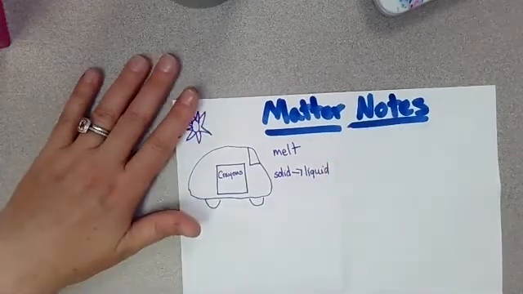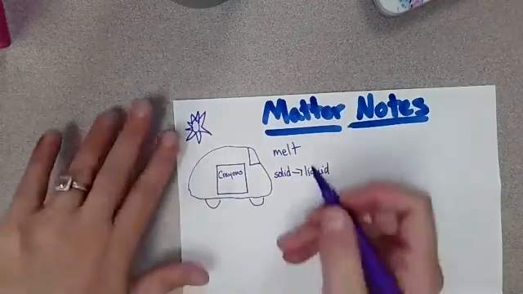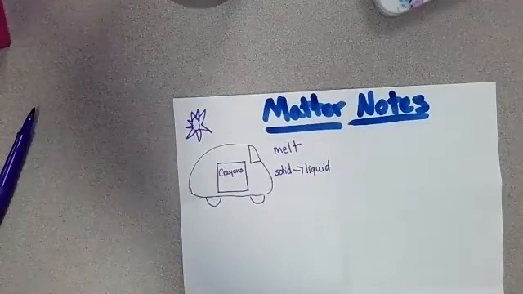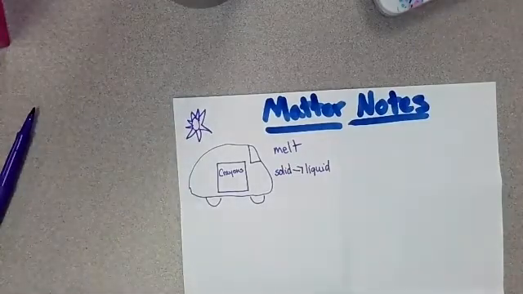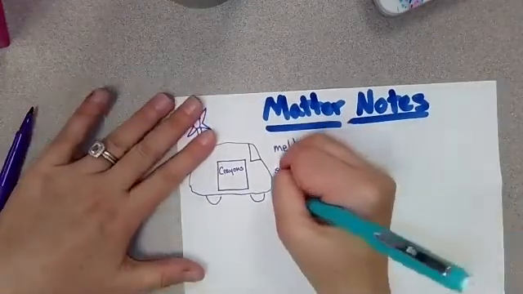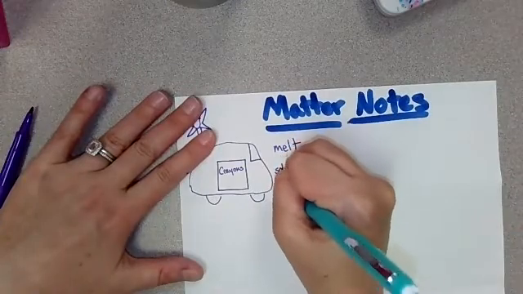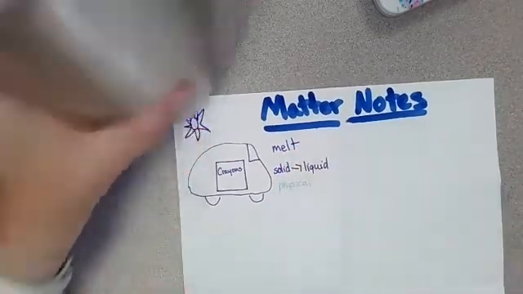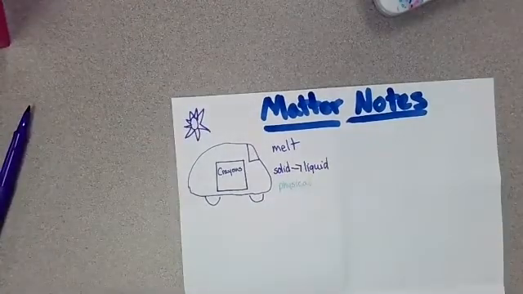Cool? This is not hard. This is just a change in the state of matter. So is this chemical or physical? Physical. This is a physical change. So you can write physical. It is a change in the state of matter. It just went from a solid to a liquid. That's it. It's a physical change.